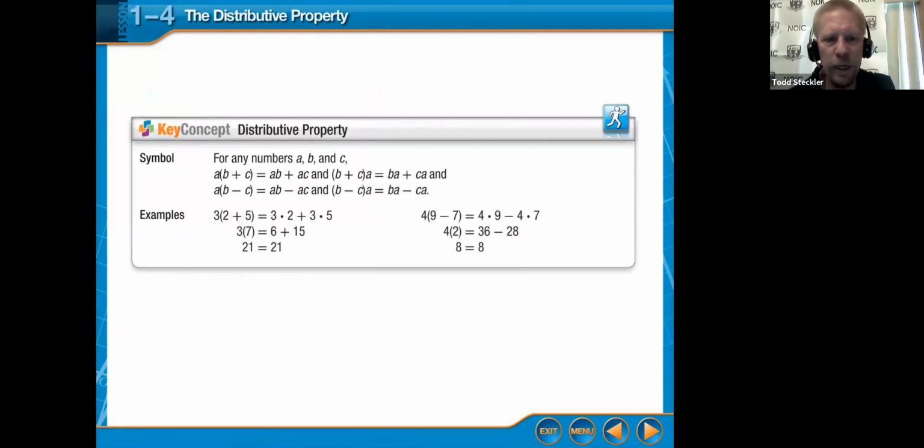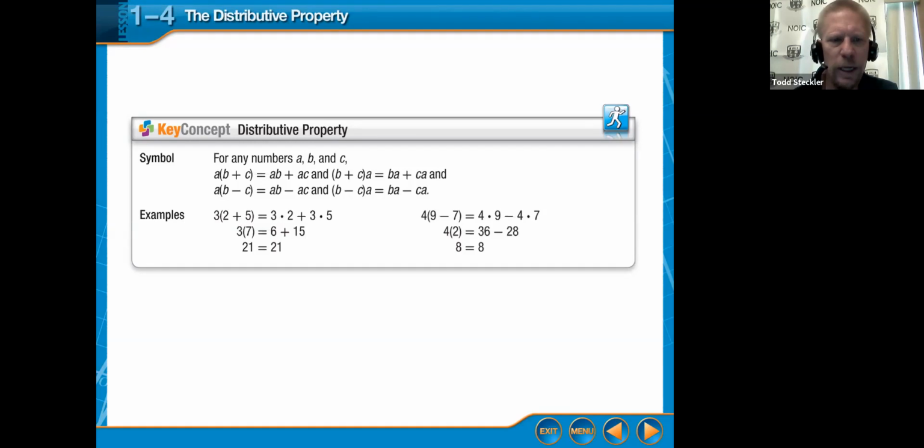the distributive property. For any numbers A, B, and C, if we have A open parentheses, B plus C, that's equal to A times B, which is AB, plus A times C, which is AC. Or we can have the ordering backwards, if you will, the B plus C in parentheses first, followed by the A. And if we distribute there, B times A would be BA plus C times A, which is CA.